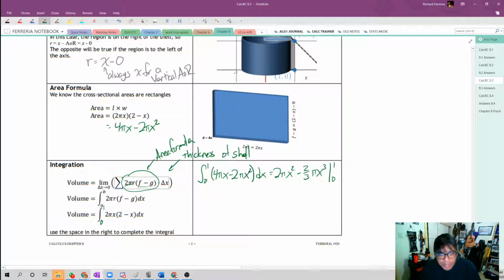And how does that finish up? That is going to finish up as 2 pi multiplied by 1, because 1 squared is 1, minus 2/3 pi times 1, because 1 cubed is 1, minus 2 pi multiplied by 0, minus 2/3 pi multiplied by 0 again, which is just 2 pi minus 2/3 pi, which is 4/3 pi. 4 pi over 3. Volume is 4 pi over 3 cubic units.